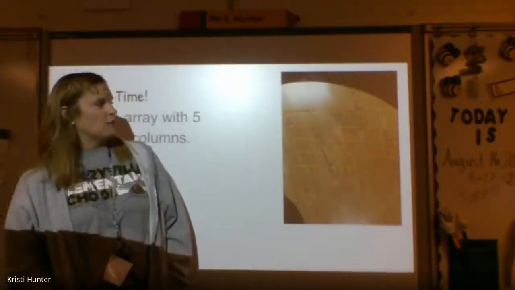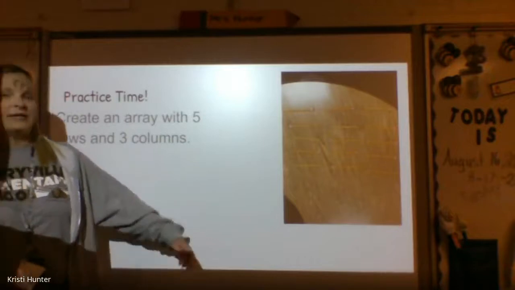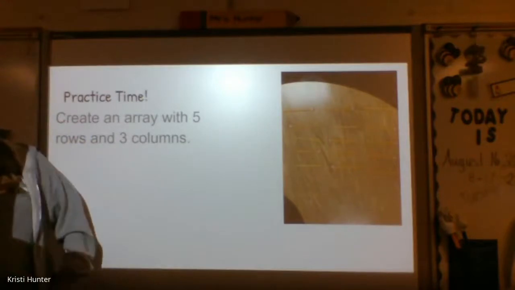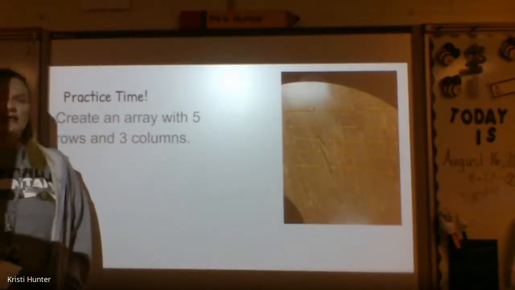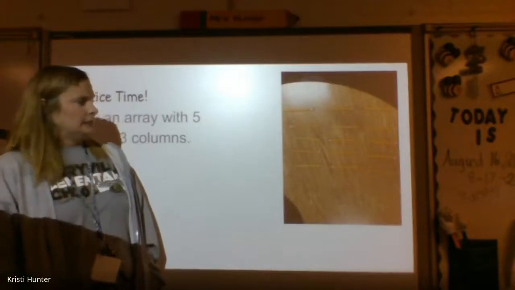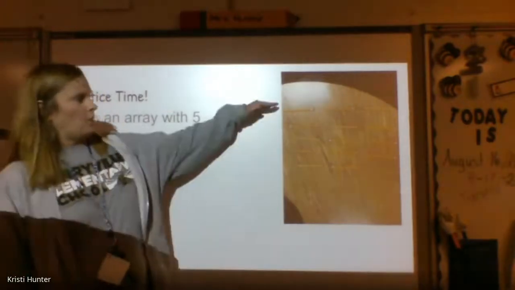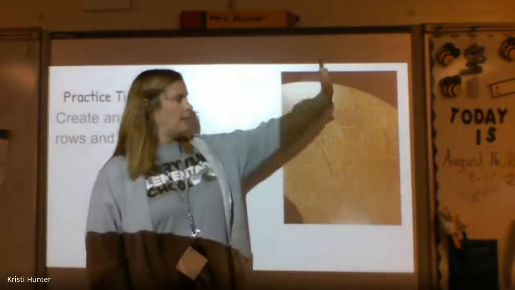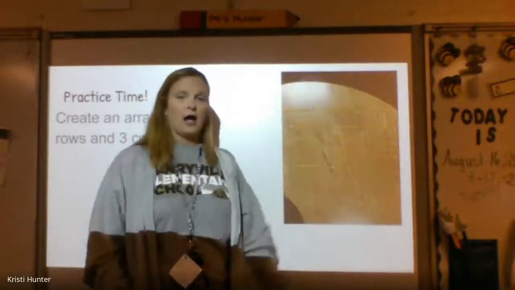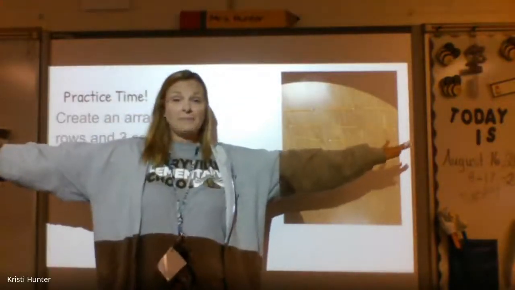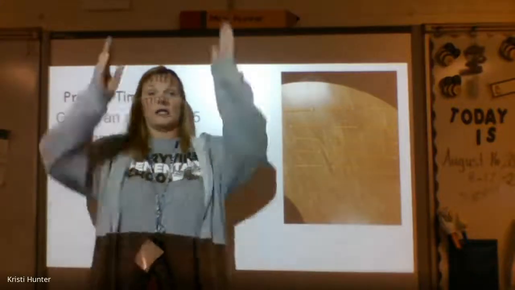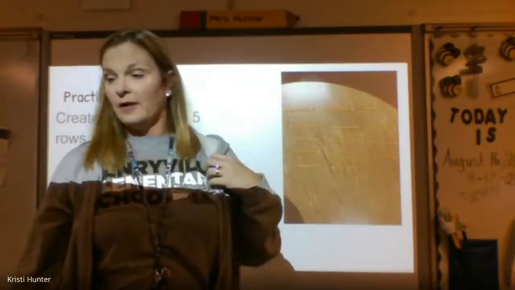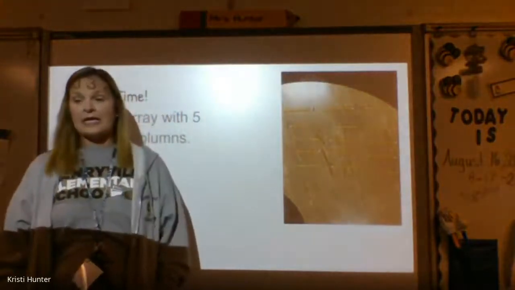You can check yours with mine. I made an array here with pencils. 5 rows and 3 in each column. So 1, 2, 3, 4, 5 rows and 1, 2, 3 columns. Remember, your rows should be side by side because it's an array, and your columns are going to be standing on top of each other because they go up and down. Okay? 5 rows and 3 columns.